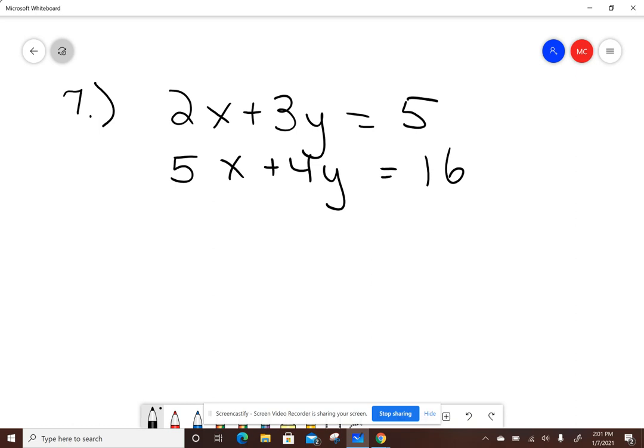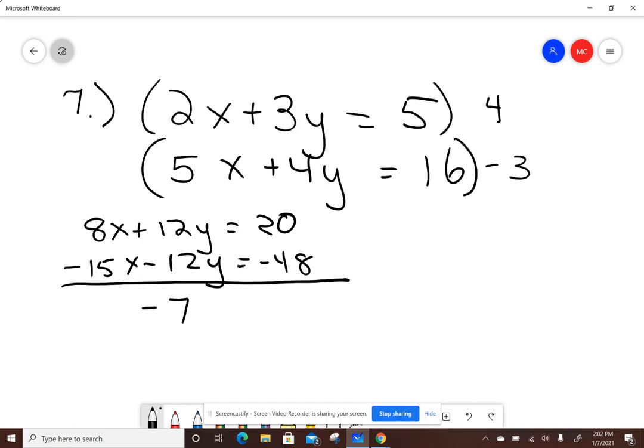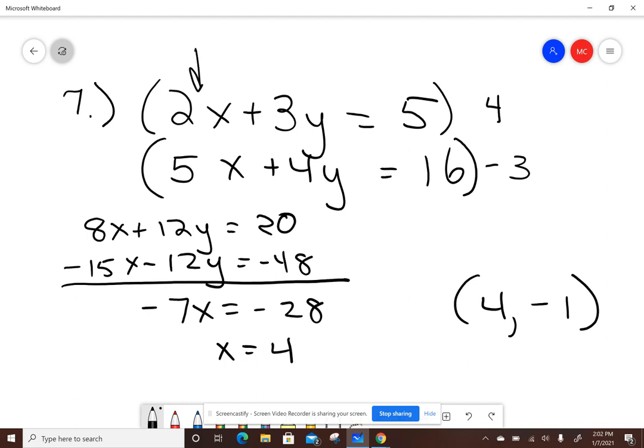So my common multiple between 3 and 4 is 12, which means I'm going to multiply my top equation by 4 to get 12y, and my bottom equation by negative 3 to get negative 12y. So when I do that, I get 8x plus 12y equals 20, and I get negative 15x minus 12y equals negative 48. When I add them together, I get negative 7x equals negative 28, and I get x equals 4, which is exactly what I got before. So the answer is still 4, negative 1, as it should be. But instead of eliminating the x's this time, we eliminated the y's.